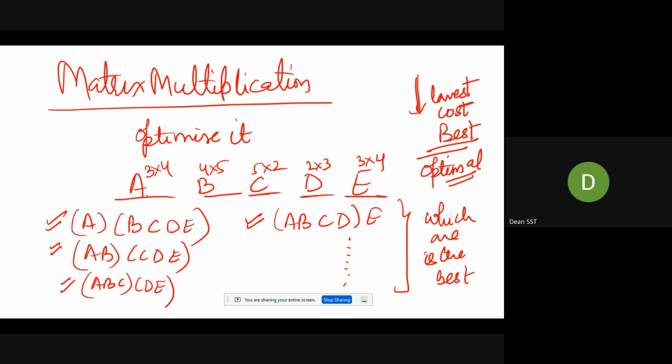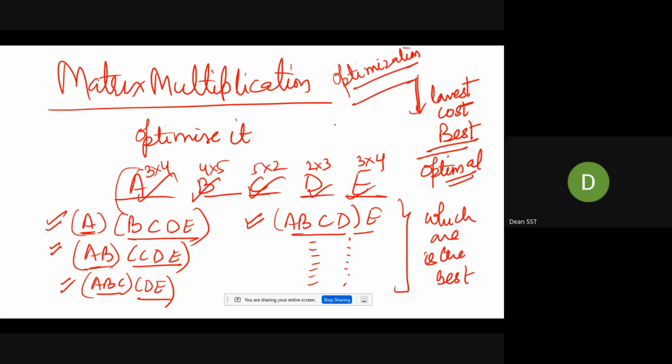We have to multiply many matrices, 1, 2, 3, 4, 5. In which order should we multiply them? Ordering can be like this, it can be like this, it can be like this, and many other options are possible. So which one is the best? This is the case of optimization, and we need to find out the best way to multiply these matrices.